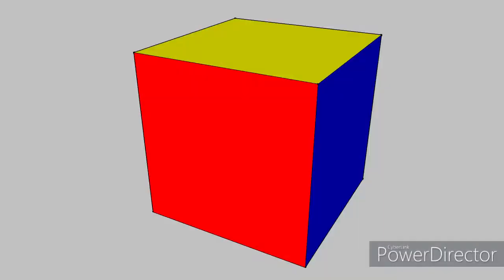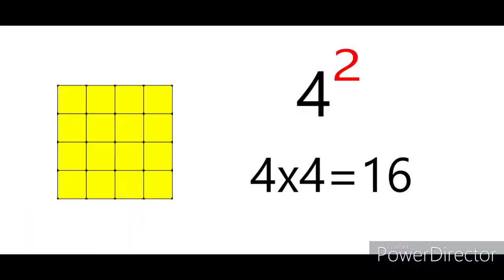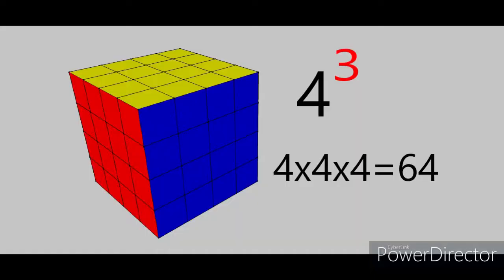However, in math, a cube is also an exponent where a number is multiplied by itself 3 times. For more information on exponents, please see the link in the description below. A square is a number multiplied by itself twice. In this example, 4 squared equals 16. And a cube is a number multiplied by itself 3 times. In this example, 4 cubed equals 64.